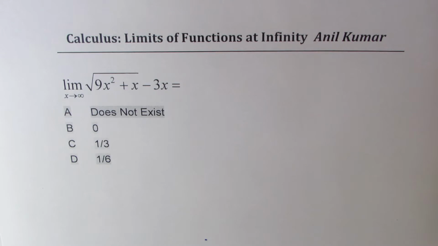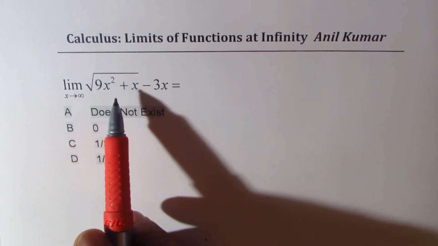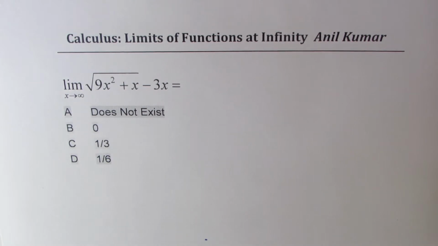I would like you to pause the video, copy the question, solve, and then check with my solution. The question here is to find the limit as x approaches infinity for the square root of 9x squared plus x minus 3x. Four choices are given to you.